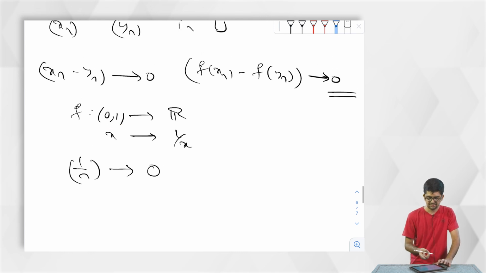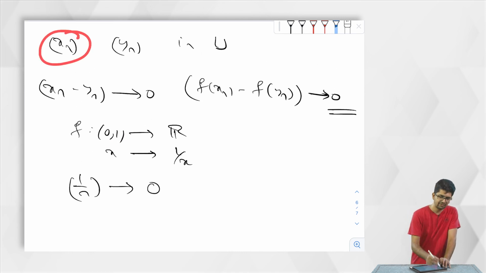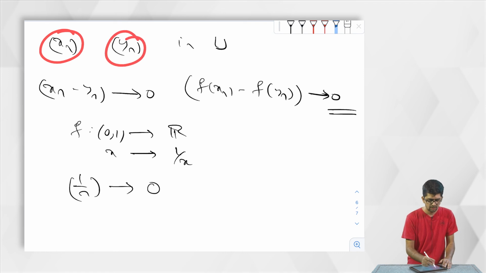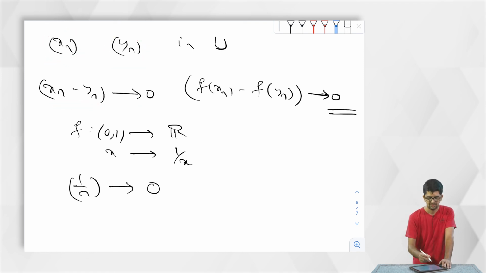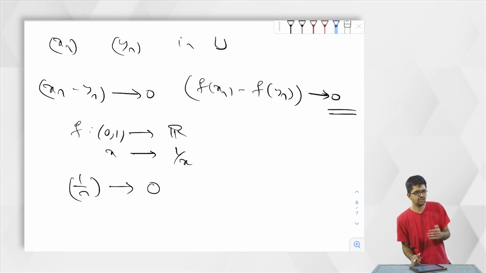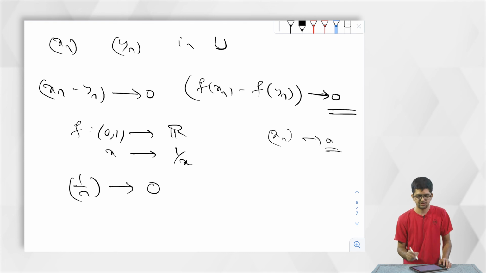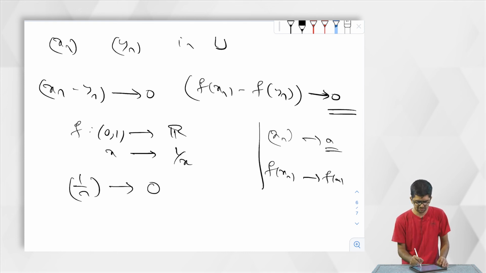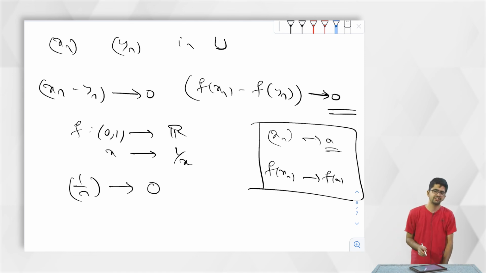But observe, I did not ask that xn is a convergent sequence. I only took any two sequences whose difference converges to 0. The limit need not be an element of U itself. So that is the difference between continuity and uniform continuity. In continuity, we want xn converging to a, which should be an element of U, and f(xn) converging to f(a). So it was about just a single sequence, but here we are taking two sequences, none of them has to be convergent, that is the whole point.